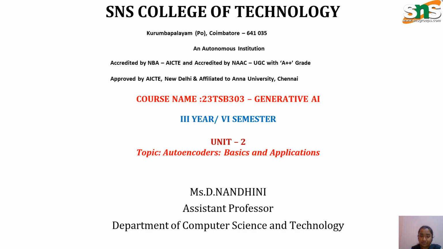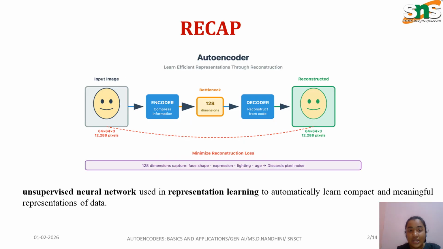There are main components like encoder, latent space, and decoder. Loss functions used here are mean square error, mean absolute error, and binary cross entropy. Types of autoencoders are basic autoencoder, denoising autoencoder, sparse autoencoder, and variational autoencoder.